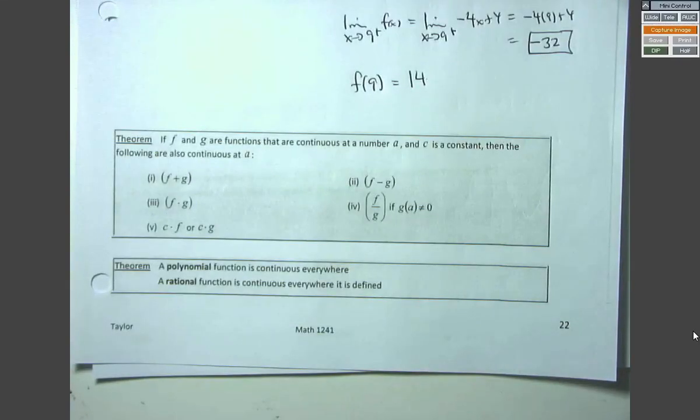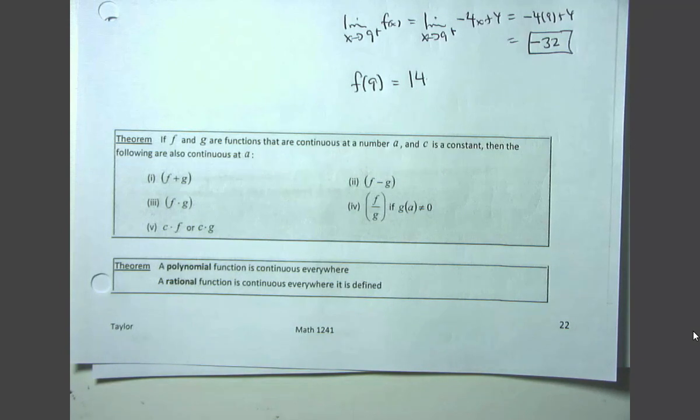Theorem. This is getting you guys into the concept of higher mathematics, but it's something worth thinking about. It says this: if f and g are continuous functions at a number a, and c is a constant, then the following is also continuous at a. Continuous functions have a wonderful algebraic property. Again, waiting to get you guys in those 3,000 and 4,000 level math classes.